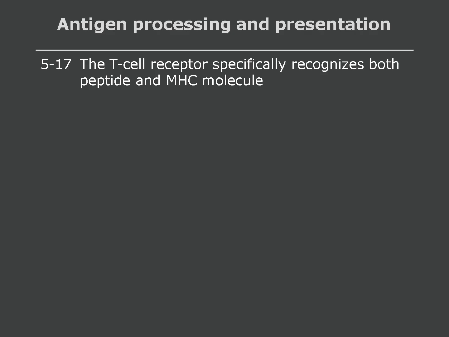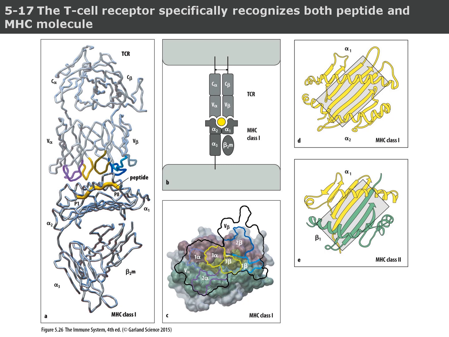The T cell receptor specifically recognizes both peptide and MHC molecule. This slide highlights the precision of T cell receptor recognition, which depends on both the peptide and the MHC molecule. In panel A, we see the three-dimensional structure of a T-cell receptor bound to an MHC class I molecule. The receptor includes alpha and beta chains that interact directly with both the peptide and the MHC. The peptide lies within a groove formed by the alpha 1 and alpha 2 domains of the MHC molecule.